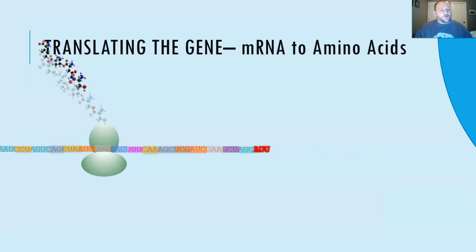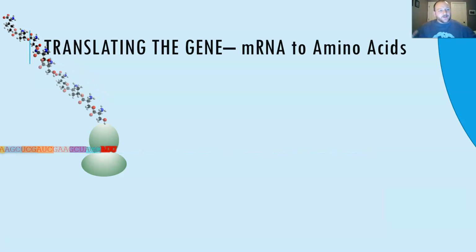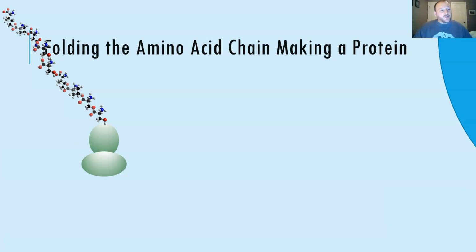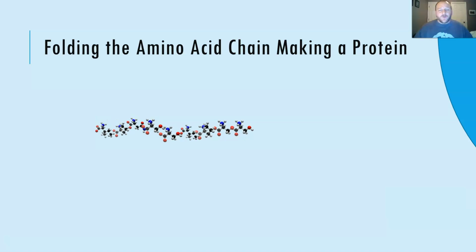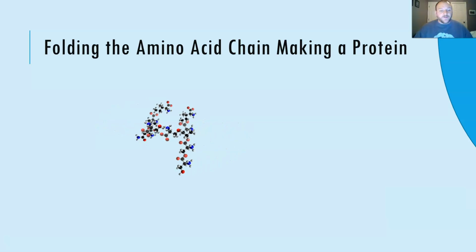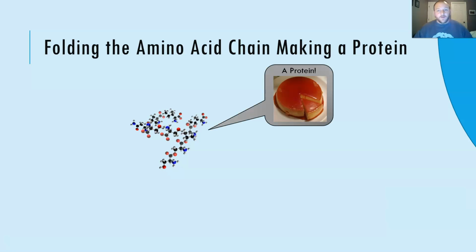As the molecule gets pulled through more and more, we get this entire long strand of amino acids. And once we have this long strand of amino acids, it's ready to get folded up to make a protein. And it's a bit of a complicated process, but the thing literally folds up, building the protein, or finishing off our process and making the flan.